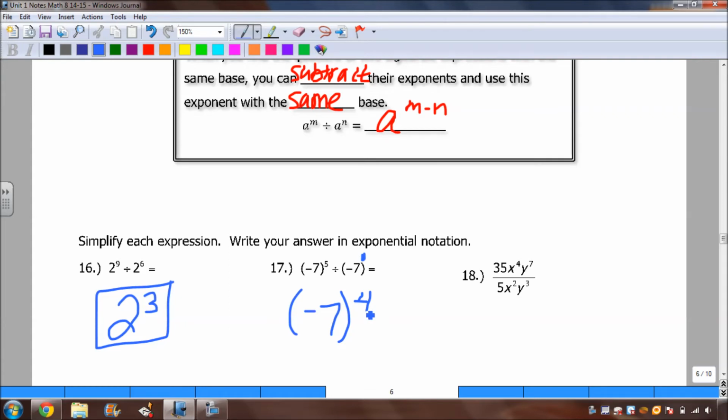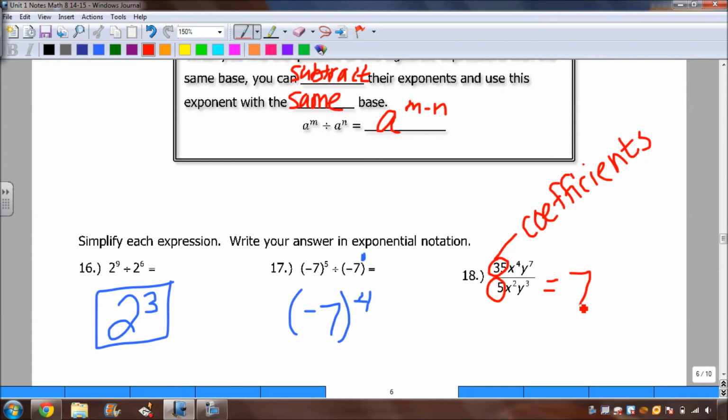Number 18 is a little tricky. If you look right here, if you see the 35 and the 5 right here, these are called coefficients. So they're not the exponent and they're not the base. So you just deal with them like you would deal with normal numbers, okay? So 35 and 5 are coefficients. So all you have to do is divide 35 by 5 and you end up getting 7.